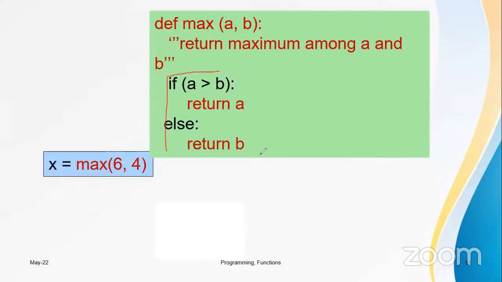If A is greater than B, print A, else print B. Now, what I am going to do is, let it be called as a function. The function name is something, find the maximum. And this is the keyword we are using, def, definition.